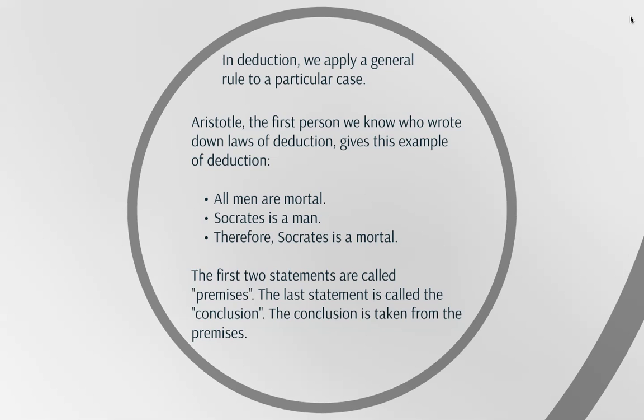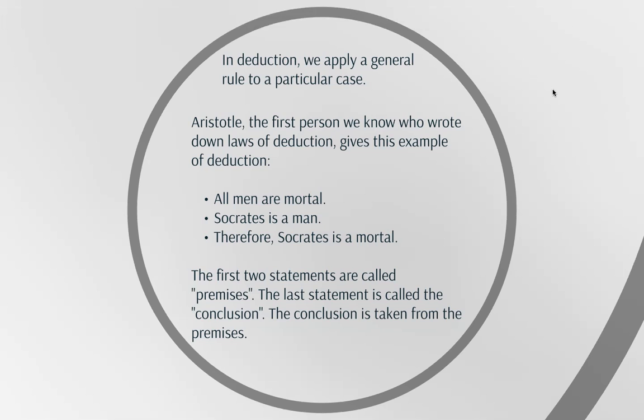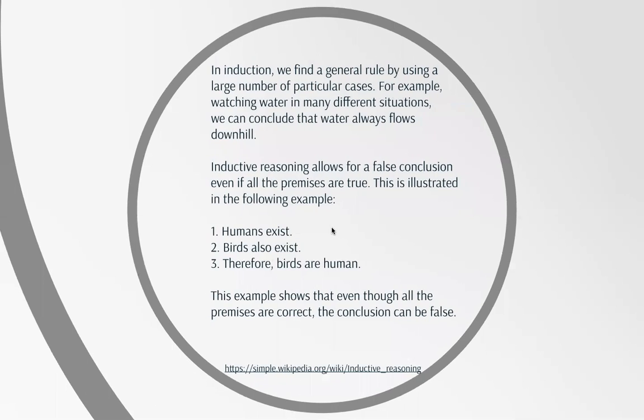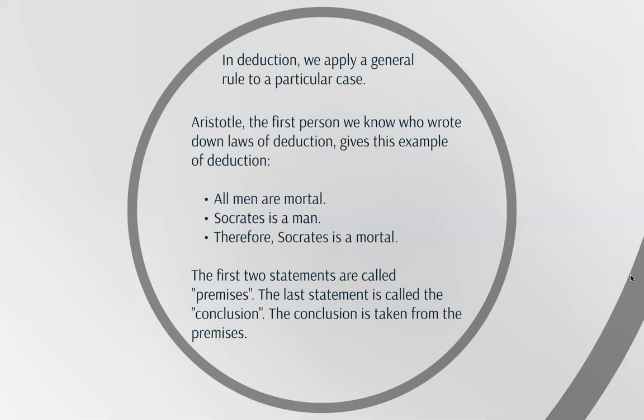The first two statements there are premises, and you make a conclusion from that, and the conclusion is taken from those premises. And so what we are hoping there is that as long as your premises are true, then your conclusion should be true. When you look back at induction, you can have premises that are true, but you can make a false conclusion.